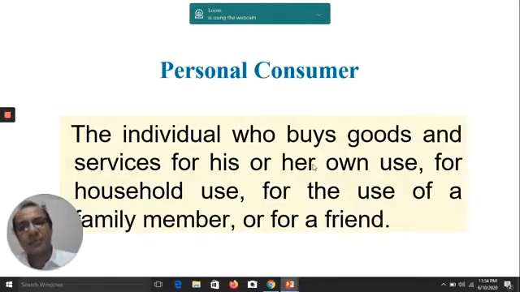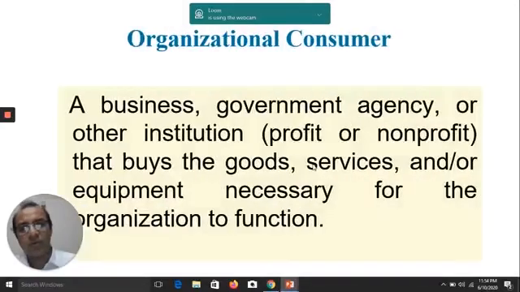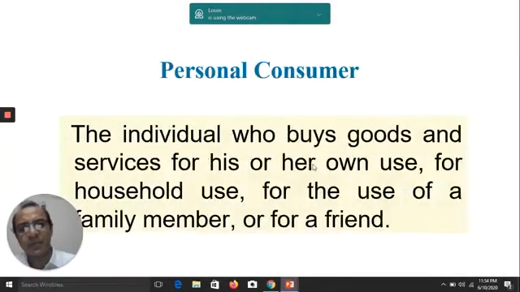There can be two types of consumer, primarily personal consumer and organizational consumer. Let us see, what do we mean by personal consumer? Personal consumers are the individuals who buy goods and services for their own consumption, for our personal consumption. It means that if we buy any goods or services for our own consumption, for our personal consumption, so we belong to what? Personal consumer, or we are personal consumers.